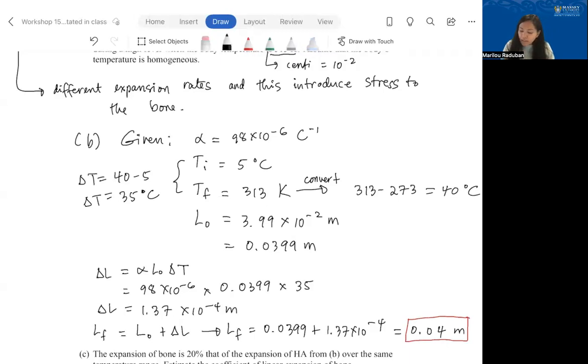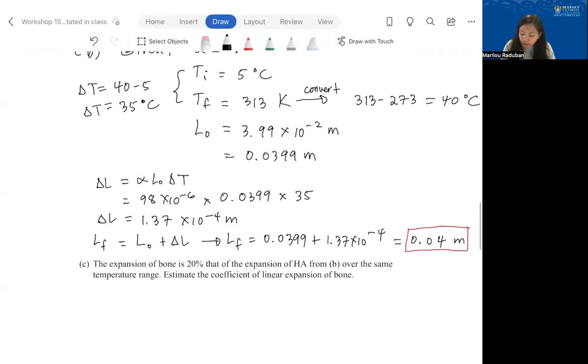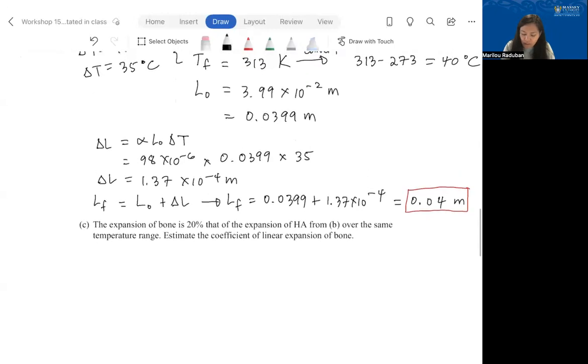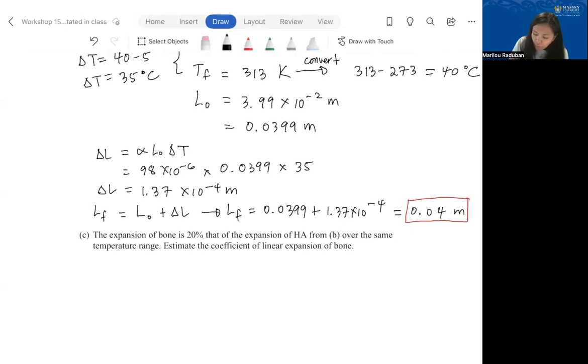All right. Okay, so for the last question here, it says the expansion of bone is 20% that of the expansion of the composite HA from B. So over the same temperature range, estimate the coefficient of linear expansion of the bone. Right. So working out 20% of the expansion of HA.